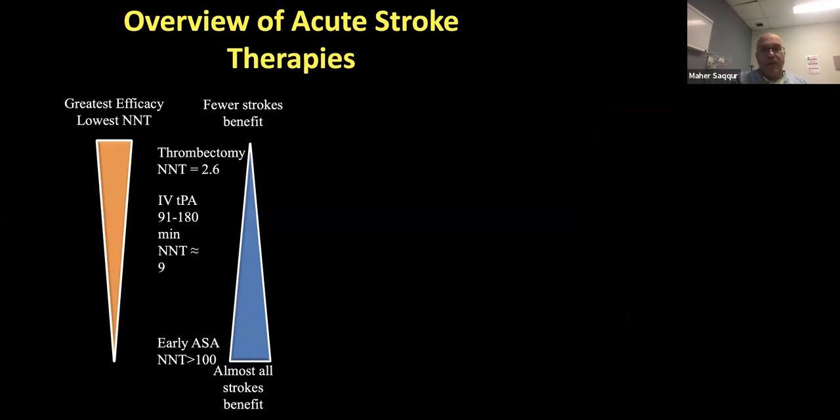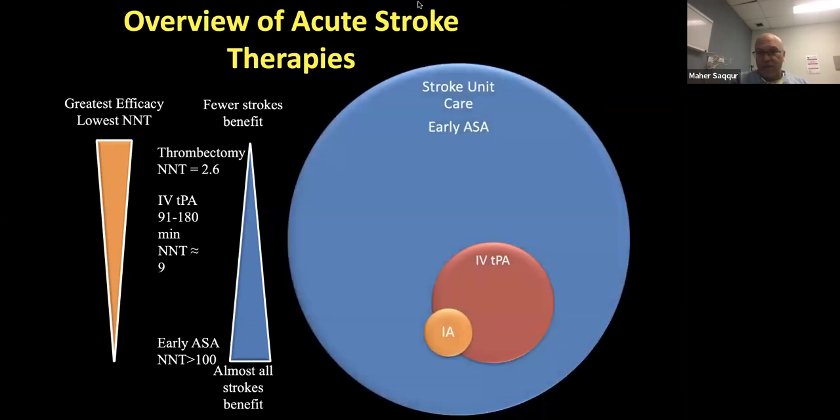So I like this graph because this explains everything. Everyone should be treated in a stroke unit. We should build up the stroke unit for patients who require rehabilitation. Everyone should get aspirin. Like in the range of 15-20% will receive IV TPA, and 10%, or 1 out of 10, should receive intervention, mechanical thrombectomy.